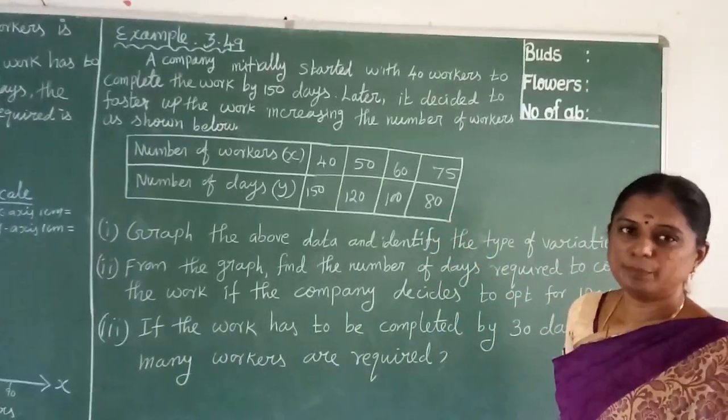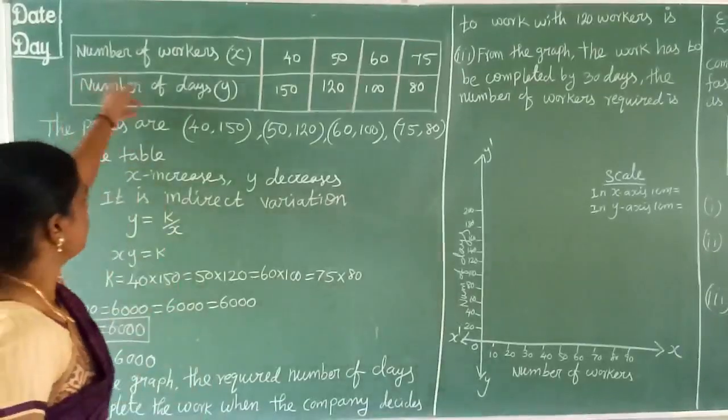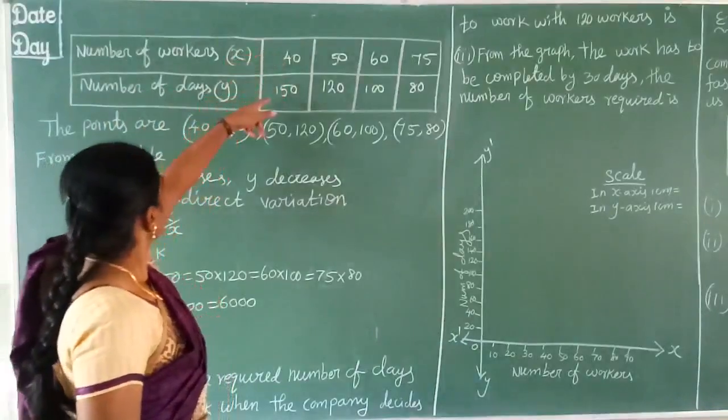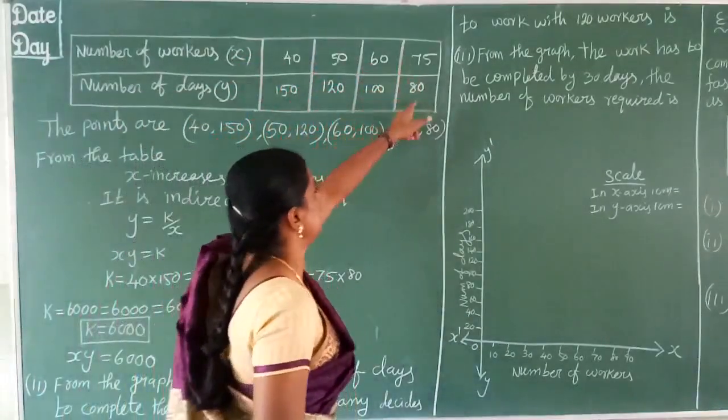We see how we complete it. First draw the tabular column. Number of workers x and number of days y: 40 workers 150 days, 50 workers 120 days, 60 workers 100 days, 75 workers 80 days.